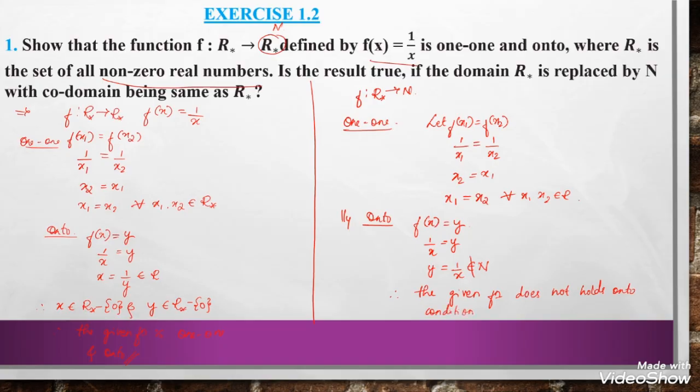And finally, a function f from R* to N holds only the one-one condition. One-one function, or one-one condition. This is the solution of the given problem. Okay, let us move on to the next question.